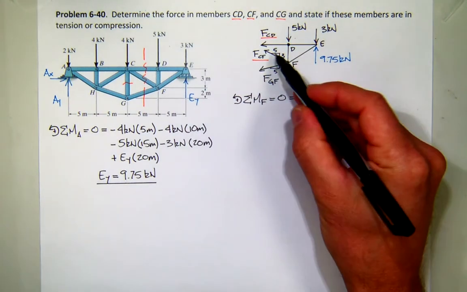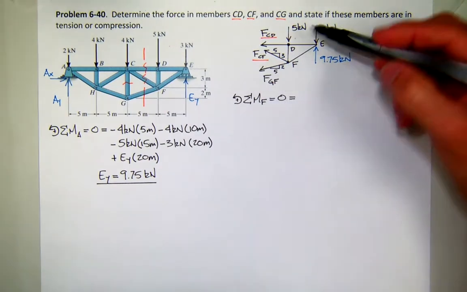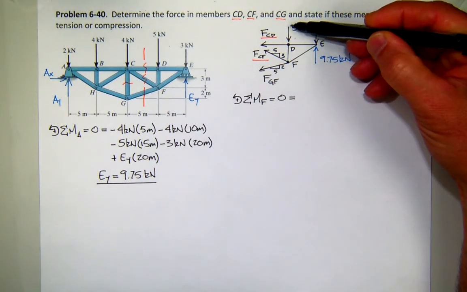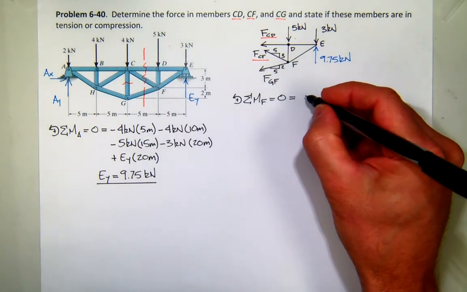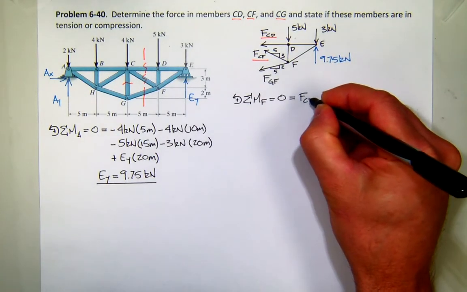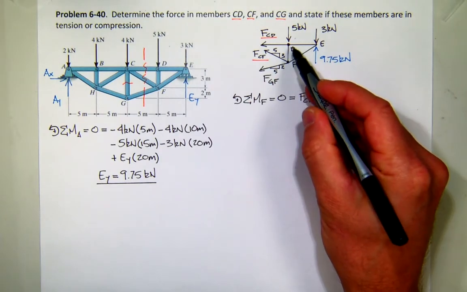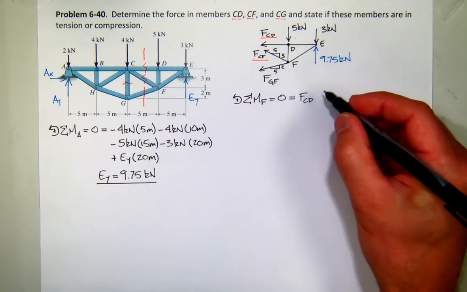When I do that, CF and GF pass through F, create no moment. This 5 kilonewton force passes through F, creates no moment. So I'm just going to have CD, which creates a positive moment. What's the moment arm between F and this line of action CF? It should be this little height here, which is 3 meters.